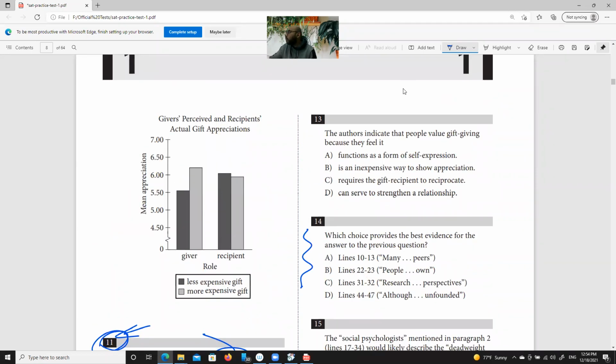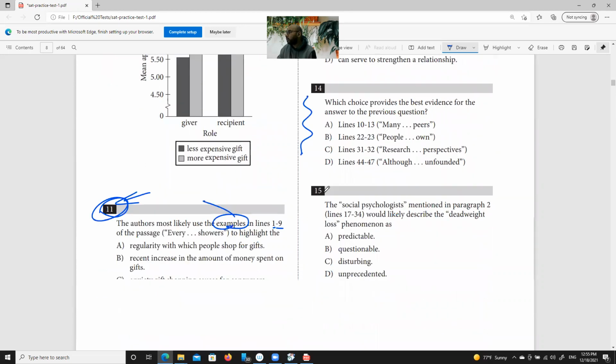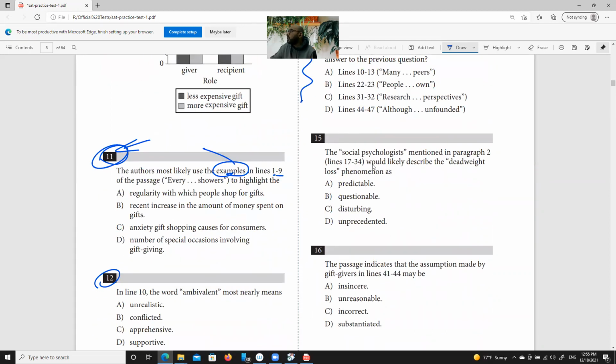Here in 13, the authors indicate that people value gift giving because they feel, so you say, value of gift giving and feelings. Okay, so when I skim the passage and find anything related to the value of gift giving and the feeling received, this is important. Social psychologists, and this is paragraph 2. So when it comes to paragraph 2, I focus on social psychologists and the dead weight loss phenomenon. That's it.